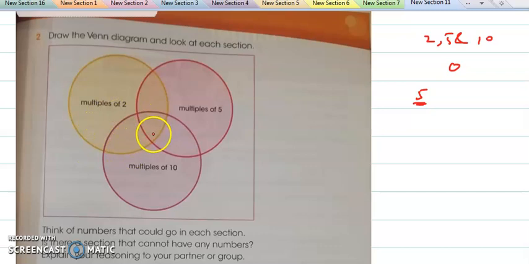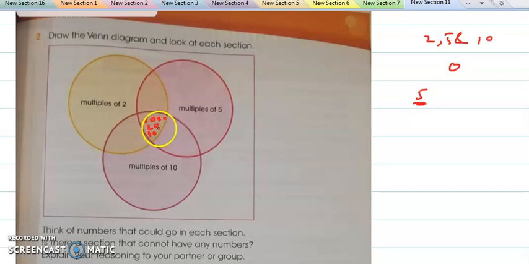First I will try to write the numbers which are multiples of 2, 5 and 10, multiples of all of these. So I will write them here in this section. The first number which is a multiple of all of these is of course 10, then 20, 30, 40, 50.